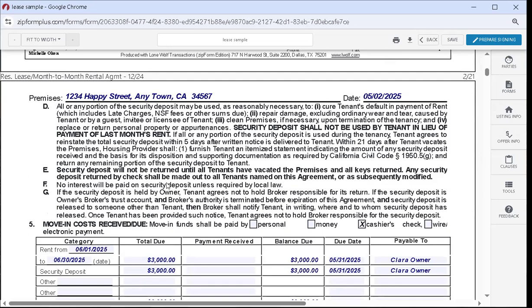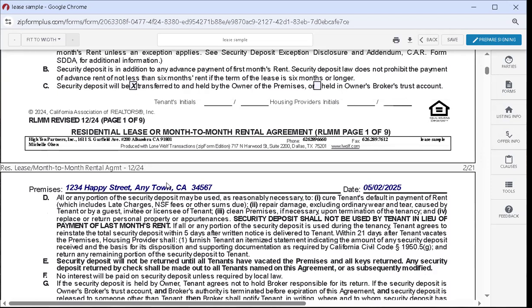The security deposit is equal to one month. If it's furnished, is it two months? There's a security deposit form I'm going to pull up. Because there are so many questions on it, I would recommend that you always put that in your package. CAR created a form for this.